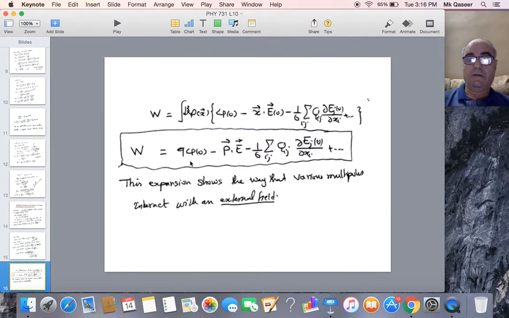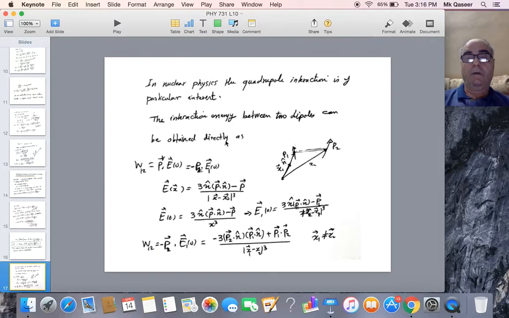This is the first term, corresponding to the monopole term. This is the interaction with the dipole term. This is the interaction with the quadrupole term. In nuclear physics, the quadrupole term is the most important.